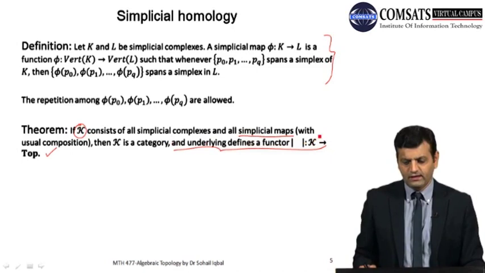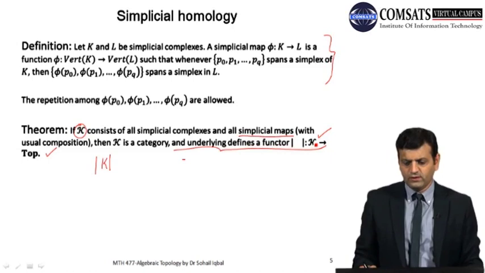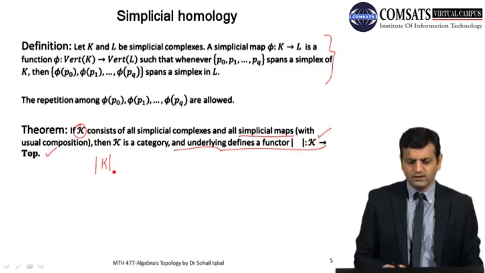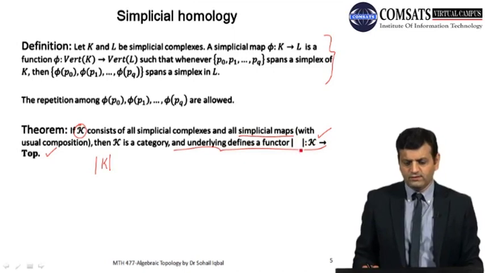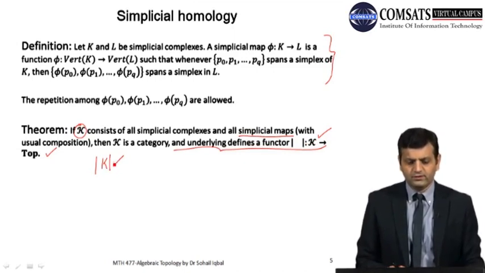Given any simplicial complex, we are taking its underlying space. So given any object of this category K, which means given any simplicial complex, its image under this functor is the underlying space, which is of course a topological space, because it is a subset of the Euclidean space. So it is a subspace of the Euclidean space, which is a topological space.